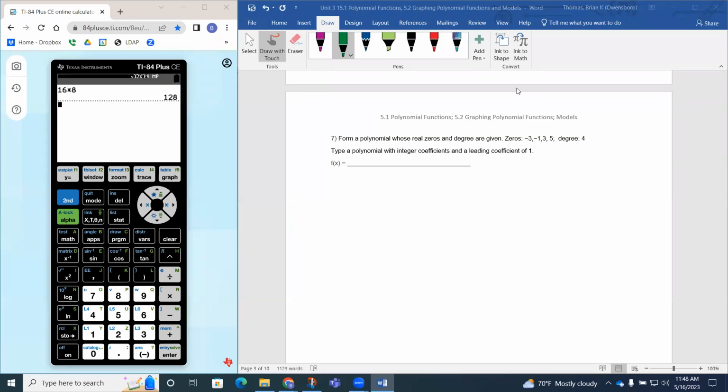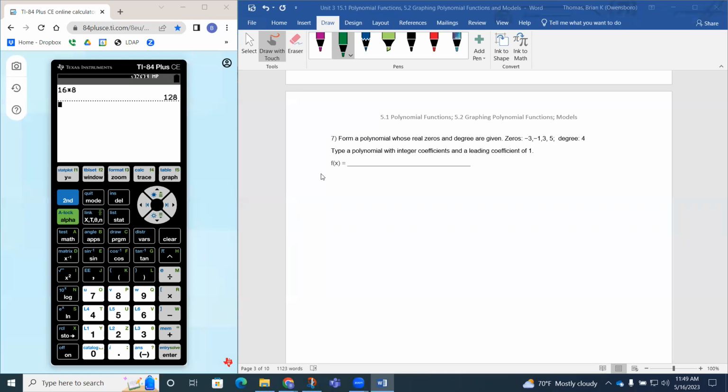So question 7 says, form a polynomial whose real zeros and degree are given. So the zeros are -3, -1, 3, 5, and the degree is 4. So type a polynomial with integer coefficients and a leading coefficient of 1. So we don't have to worry about finding the a value at this point. This is going to be assumed to be a 1.